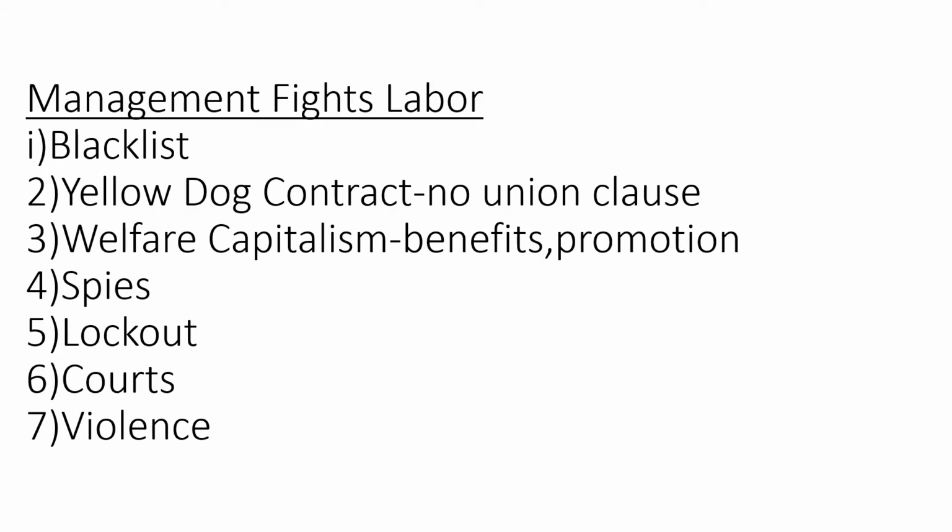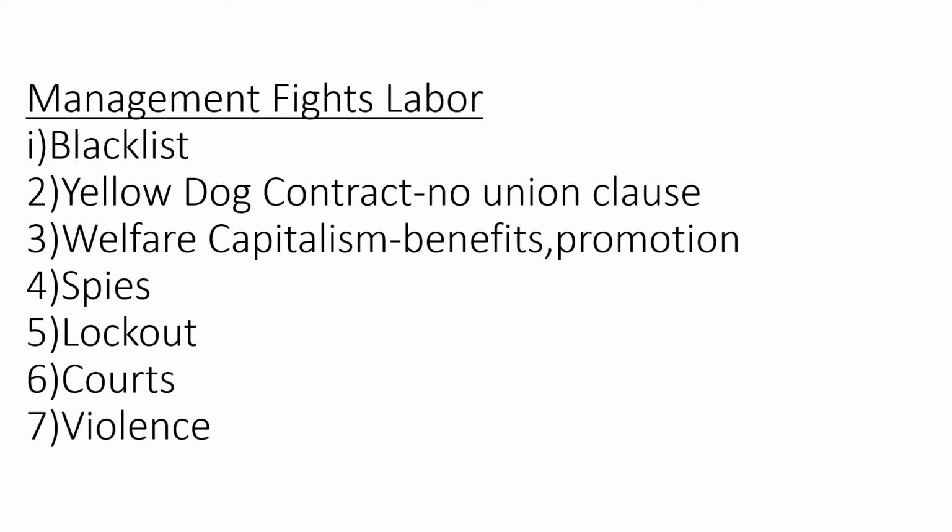Management, with massive profits at stake, did not take the rise of the labour movement lying down. They employed various methods to beat the unions. A blacklist was a list of workers who supported the labour movement and were known for organising unions. Owners would circulate this list, warning each other not to hire these workers.